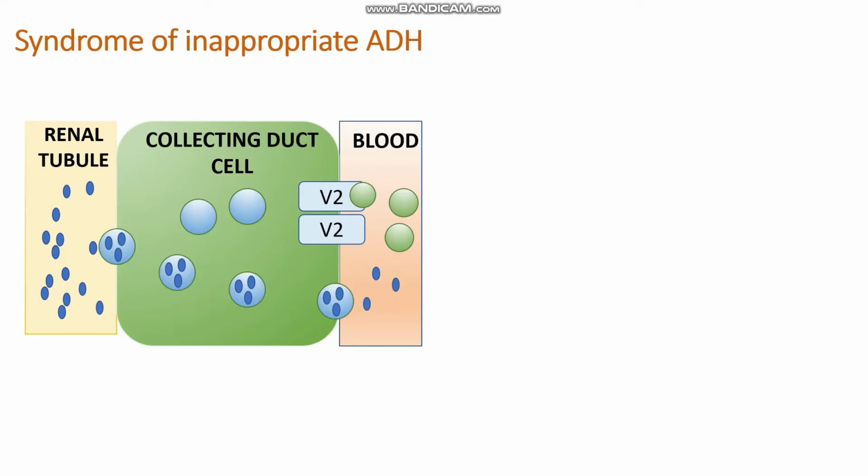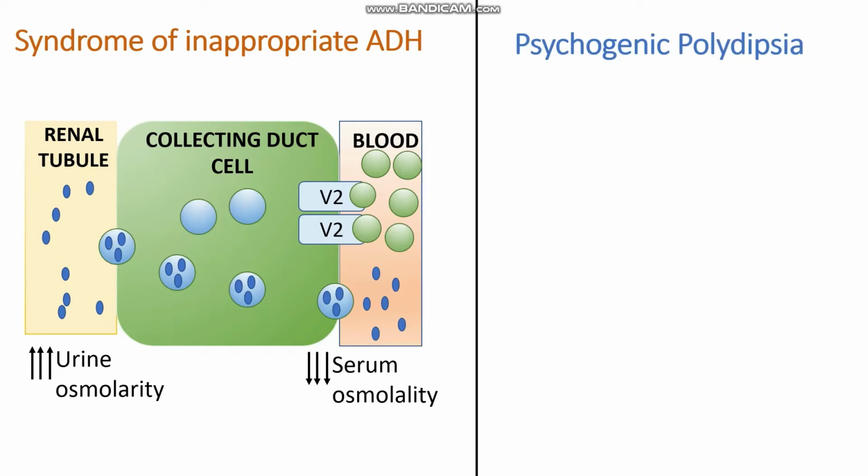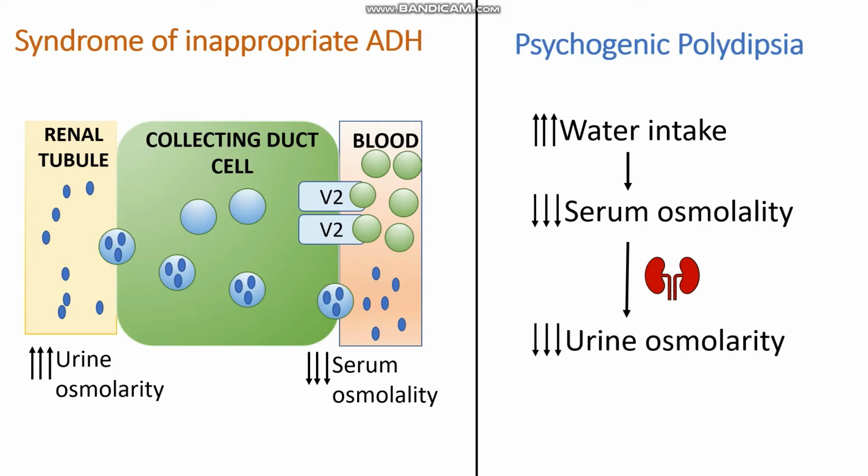In the case of SIADH, we have excessive amounts of ADH present, and therefore we get even more aquaporin channels, which can reabsorb even more water, making our blood extremely dilute and our urine extremely concentrated. In the case of psychogenic polydipsia, however, we have an increase in water uptake. This leads to a reduced serum osmolality as our serum becomes quite dilute. This is detected by our kidneys, which gets rid of all of that extra water inside of our urine. So we actually end up making very, very dilute urine.